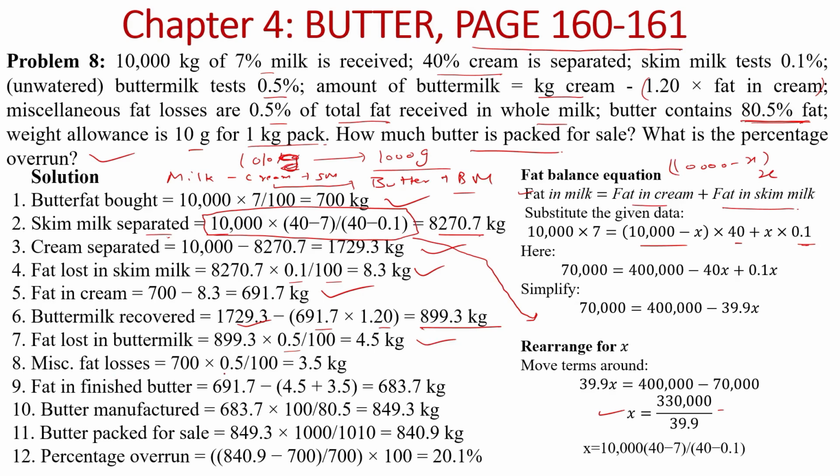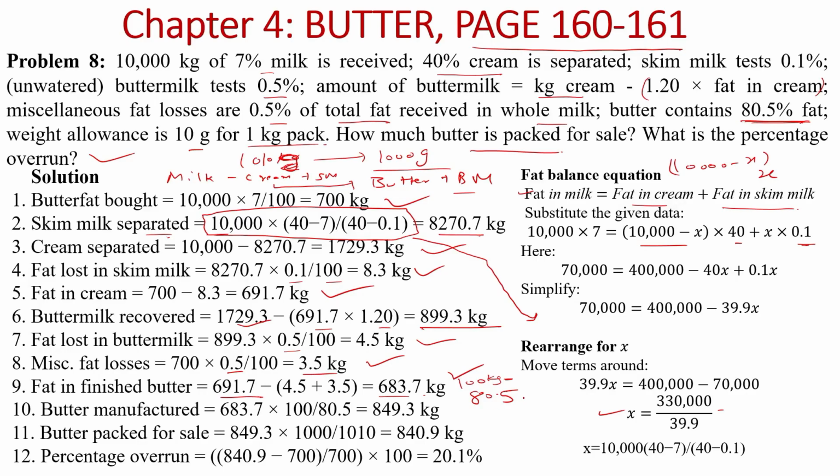Now miscellaneous fat losses is given again as 0.5% of the total fat, so this is 3.5 kg. So fat in the finished butter will be fat in cream, that is 691.7, minus the fat losses in the buttermilk plus miscellaneous fat losses, so a total of 683.7 kg will be the fat in the finished butter. Now considering that 80.5% is the fat in the butter, if we have butter 100 kg, then from that 80.5 kg fat is there.